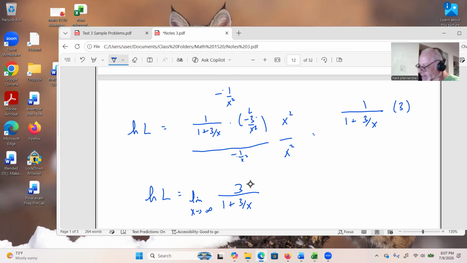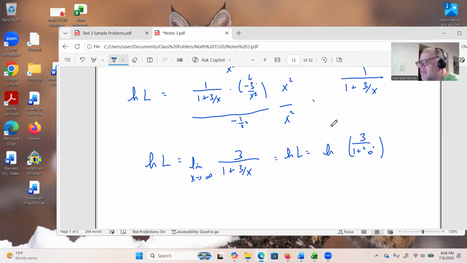Clearly, this is not an indeterminate form, right? Because the limit as x goes off to infinity of 3 is 3. But on the bottom, we have 1 plus 3 over x. This is going to turn into a 0. So we have 3 over 1 plus 0. So let me go ahead and write this out like this. So we have natural log of L is equal to the limit of 3 over 1 plus 0. I put that in quotes because I took my limit, and the limit for 3 over x is 0. So we pretty much end up with natural log.